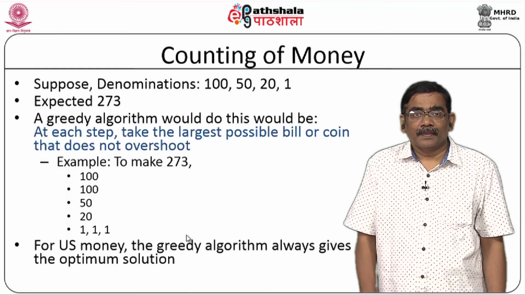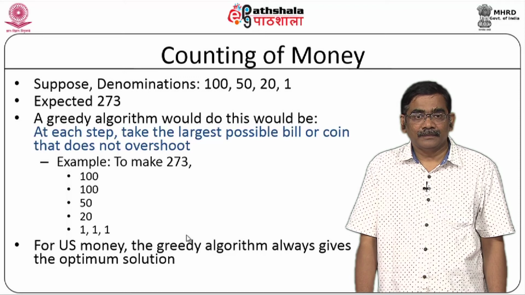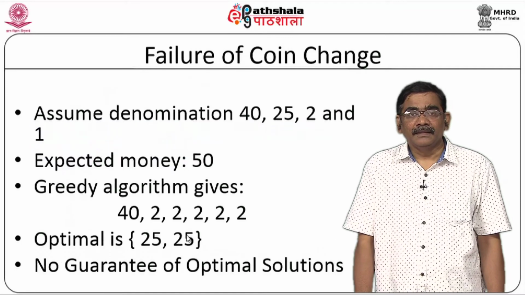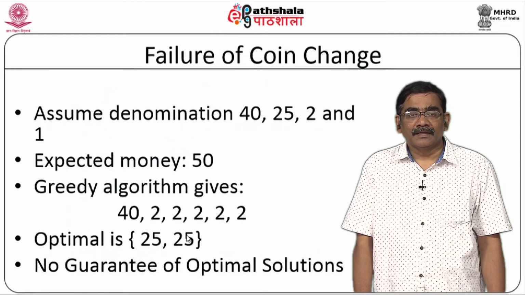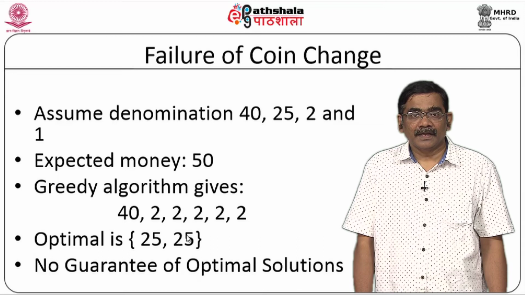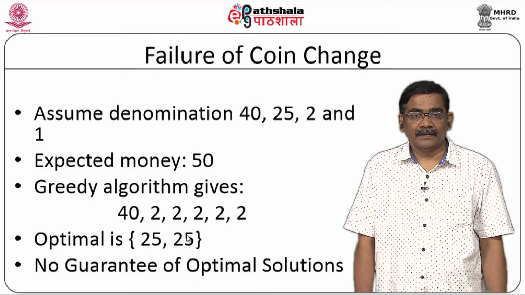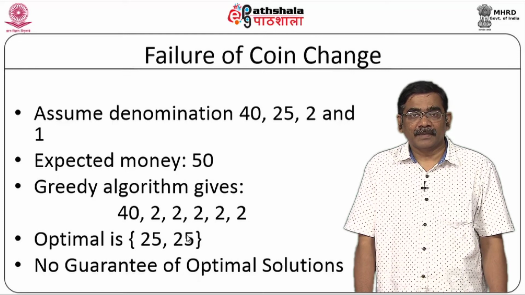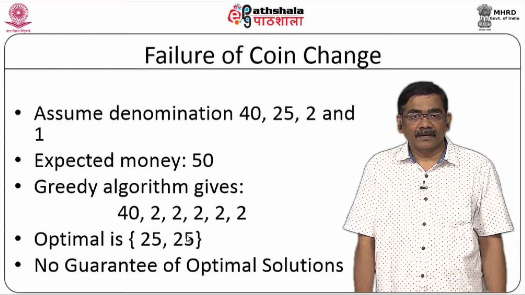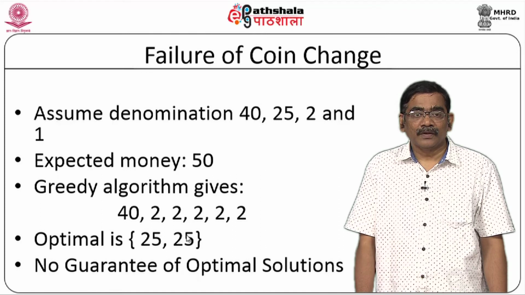US money always guarantees an optimal solution, but with some currencies it is not possible. There are certain cases where the solution produced will be suboptimal. For example, assume that we have denominations of 40, 25, 22 and 1, and the expected money is 50. What will the greedy algorithm do? It will look for the largest denomination. 40 is the largest denomination, so 40 will be given.